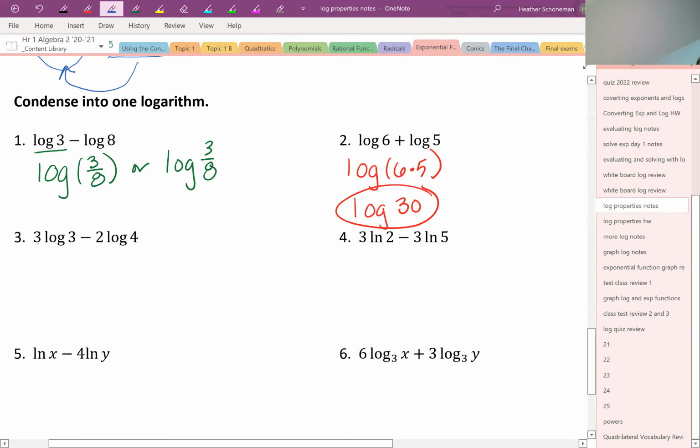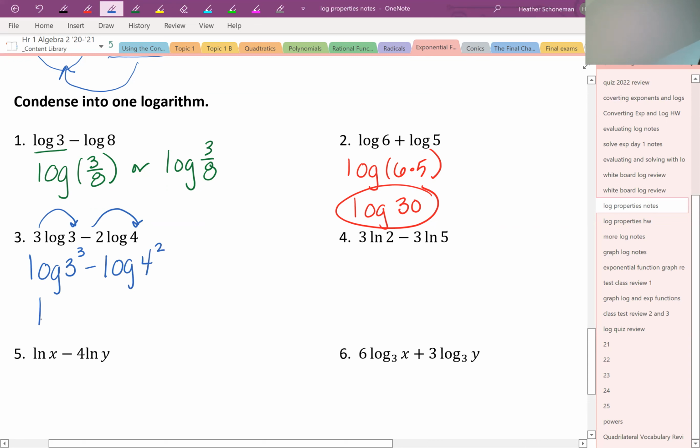Okay, number 3. Number 3, we have numbers in front. And if you remember, numbers in front are exponents. And that was always the last step on the first problems. So now it's going to be the first step on these problems. So I've got to move this exponent. So now I have log 3 cubed minus log 4 squared.